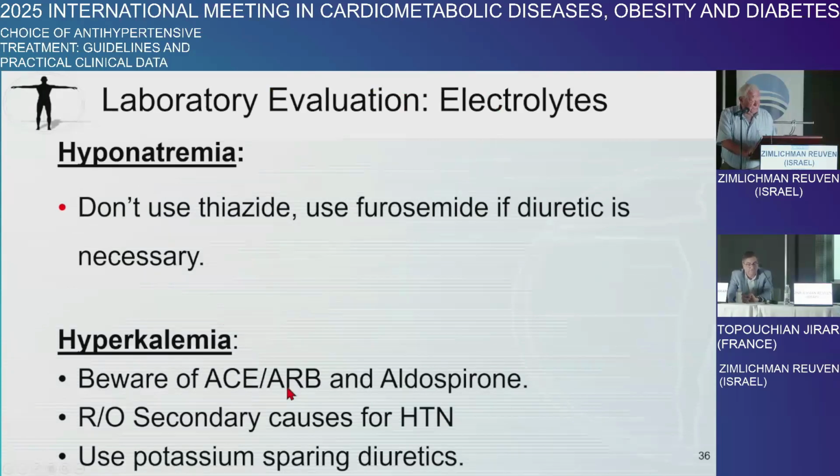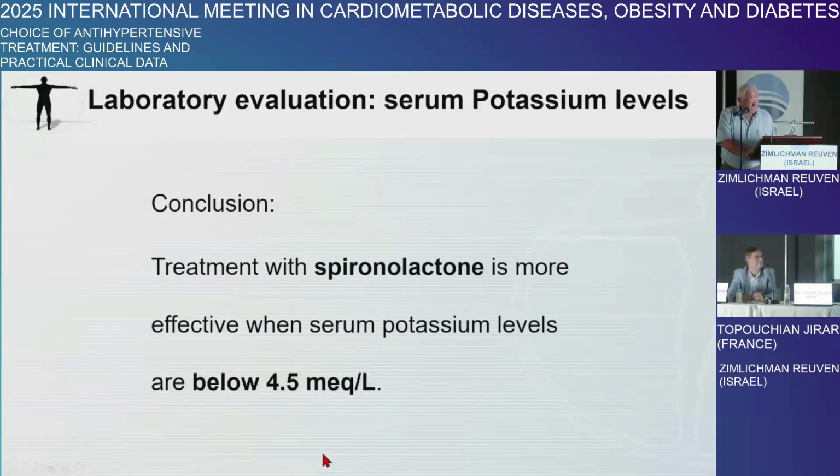Hyperkalemia, beware of ACE, ARB, and aldosterone antagonists. Rule out secondary causes of hypertension and use potassium-sparing diuretics. Treatment with spironolactone is more effective when serum potassium levels are below 4.5, and it is more effective the lower the potassium level. If you have somebody with a potassium level below 4 or around 3.5, it's a screaming indication for an aldosterone antagonist.